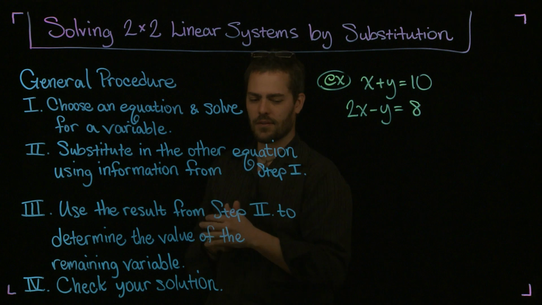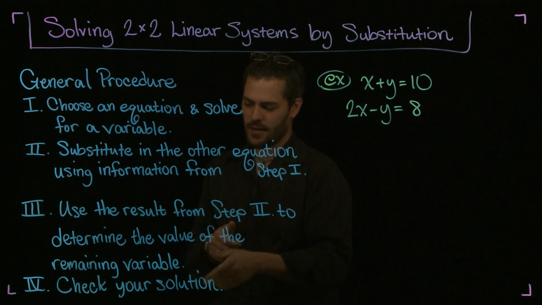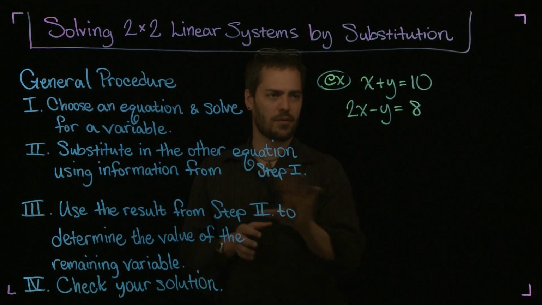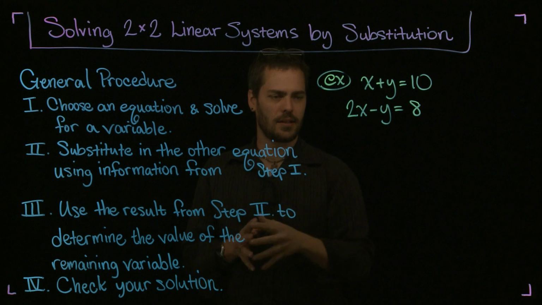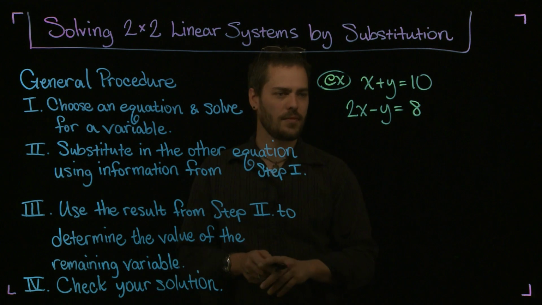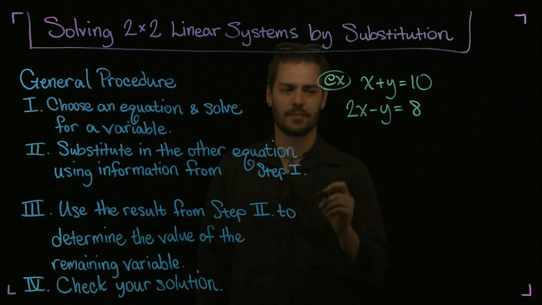Number three, use the result from step two to determine the value of the remaining variable. And number four, finally, check your solution. So let me go through that general procedure here just to highlight in detail what's going on. And we'll see how this works, and hopefully I have enough room to fit it all here.